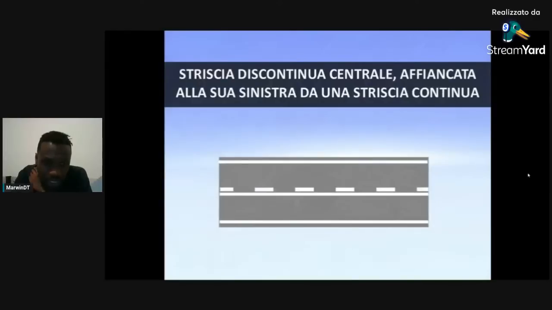Striscia discontinua centrale, affiancata alla sua sinistra da una striscia continua. Now you may think it's the same, meanwhile it is different. It says striscia discontinua centrale, affiancata alla sua sinistra da una striscia continua. So now let's see when the discontinuous line is on the left side. Let's see the differences.